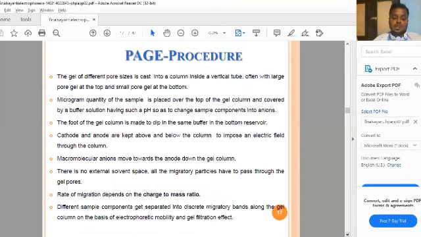The PAGE procedure, I think we can see in the practical way. You can just write how to do the PAGE. The gel of different pore sizes is cast in the column inside the vertical tube, often with a large pore gel at the top and small pore gel at the bottom, and a microgram quantity of the sample is placed over the top of the gel column and covered by the buffer solution having such a pH so as to change the sample compound into the anion.